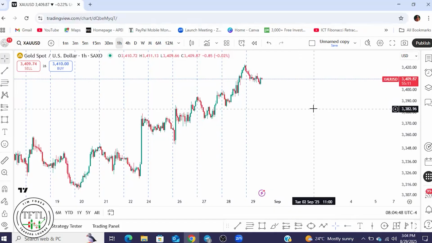So number three. Remember, number one, we talked about market characteristics. Number two, we talked about the fundamental drivers. Number three is now the technical analysis. And with technical analysis, you need to understand that gold respects technicals very well.